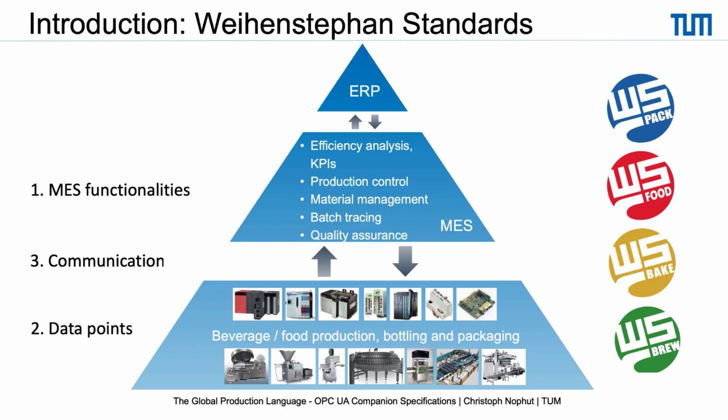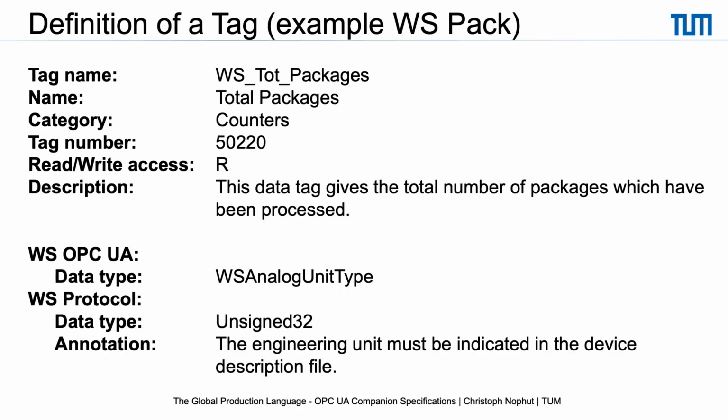WS Bake in 2015, and the last in our domain is WS Brew, which was released in 2019. The data tag definition could look like this or in this way.